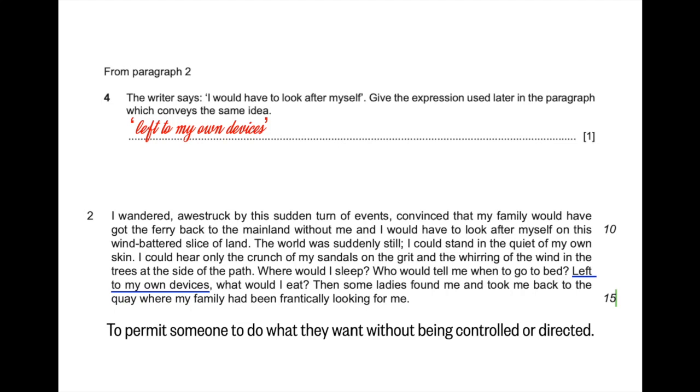Now, left to my own devices is considered to be an idiom, I-D-I-O-M. And an idiom is a non-literal expression which conveys a deeper meaning. It doesn't mean that you are left to your devices, meaning your mobile devices, for example. It means that you're left to make decisions for yourself.